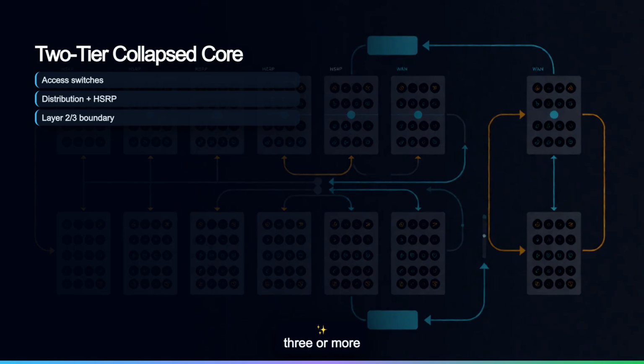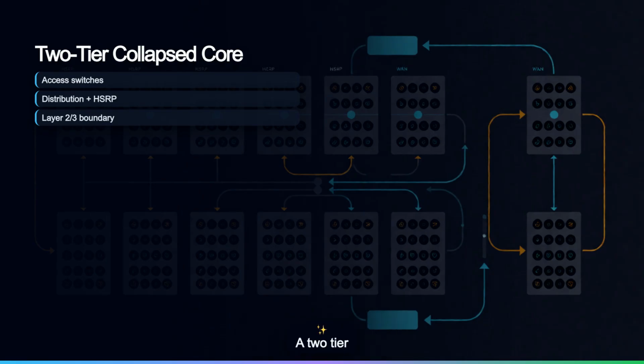Core layer, only in large designs. When you have 3 or more distribution blocks, a full mesh between them becomes a maintenance nightmare. Enter the core. High-speed switches that forward packets at line rate. No security processing, no QoS marking, just raw speed. The core trusts existing markings and moves packets fast.